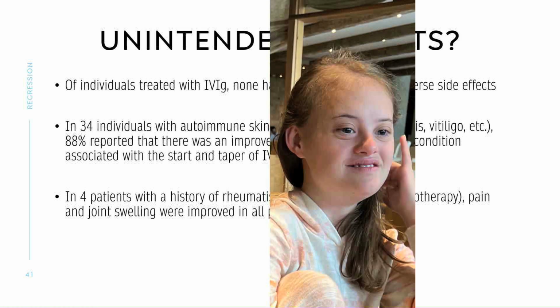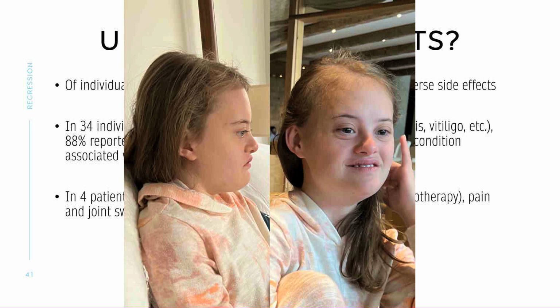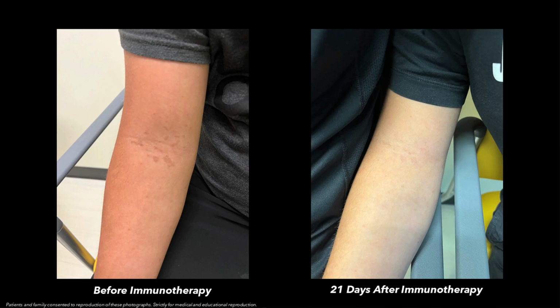This was a young lady of ours with DSRD who had significant alopecia. This is after 2 treatments with IVIG. Wish I had that same effect. This is a young man who had eczema before immunotherapy, who obviously had DSRD. After 21 days of treatment, notice how clear that has become.